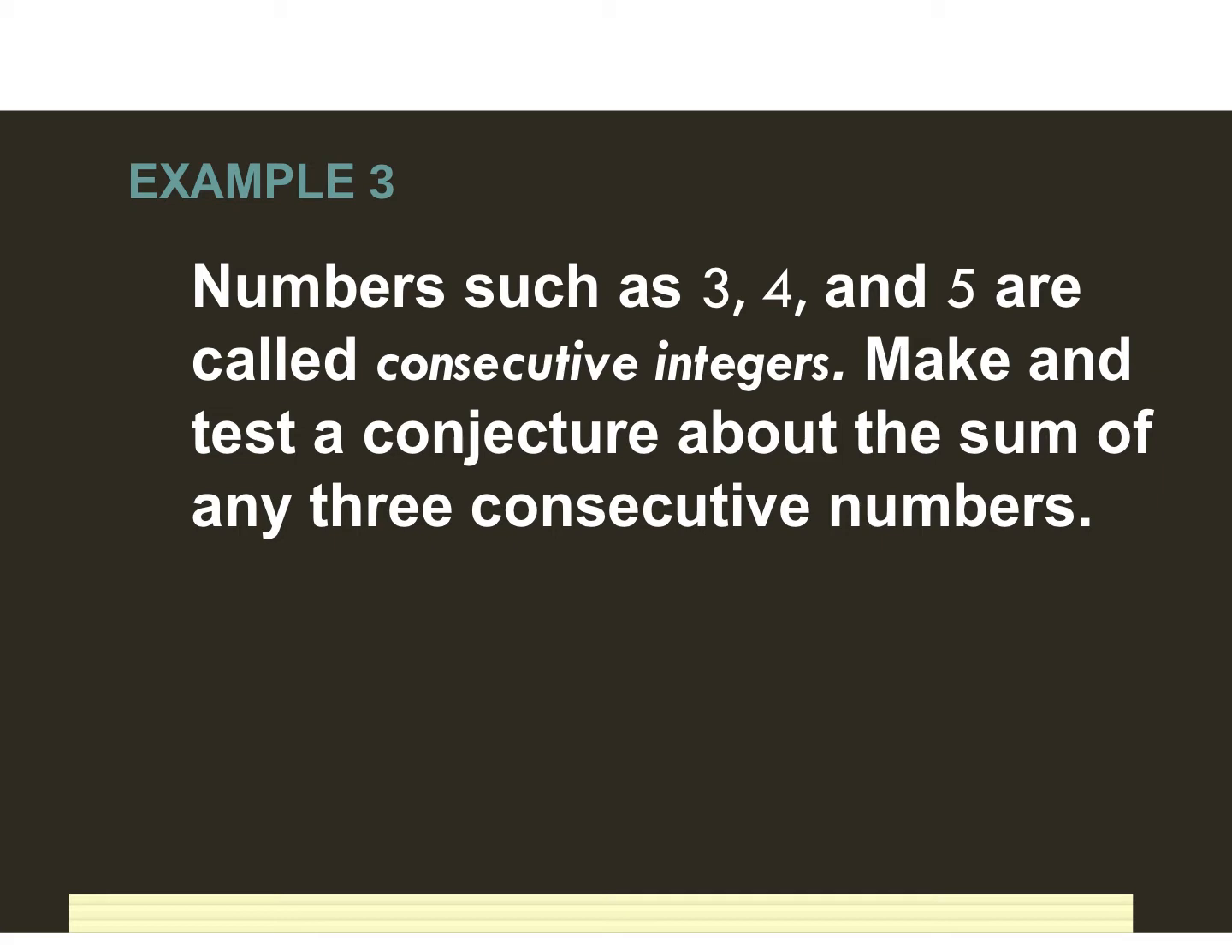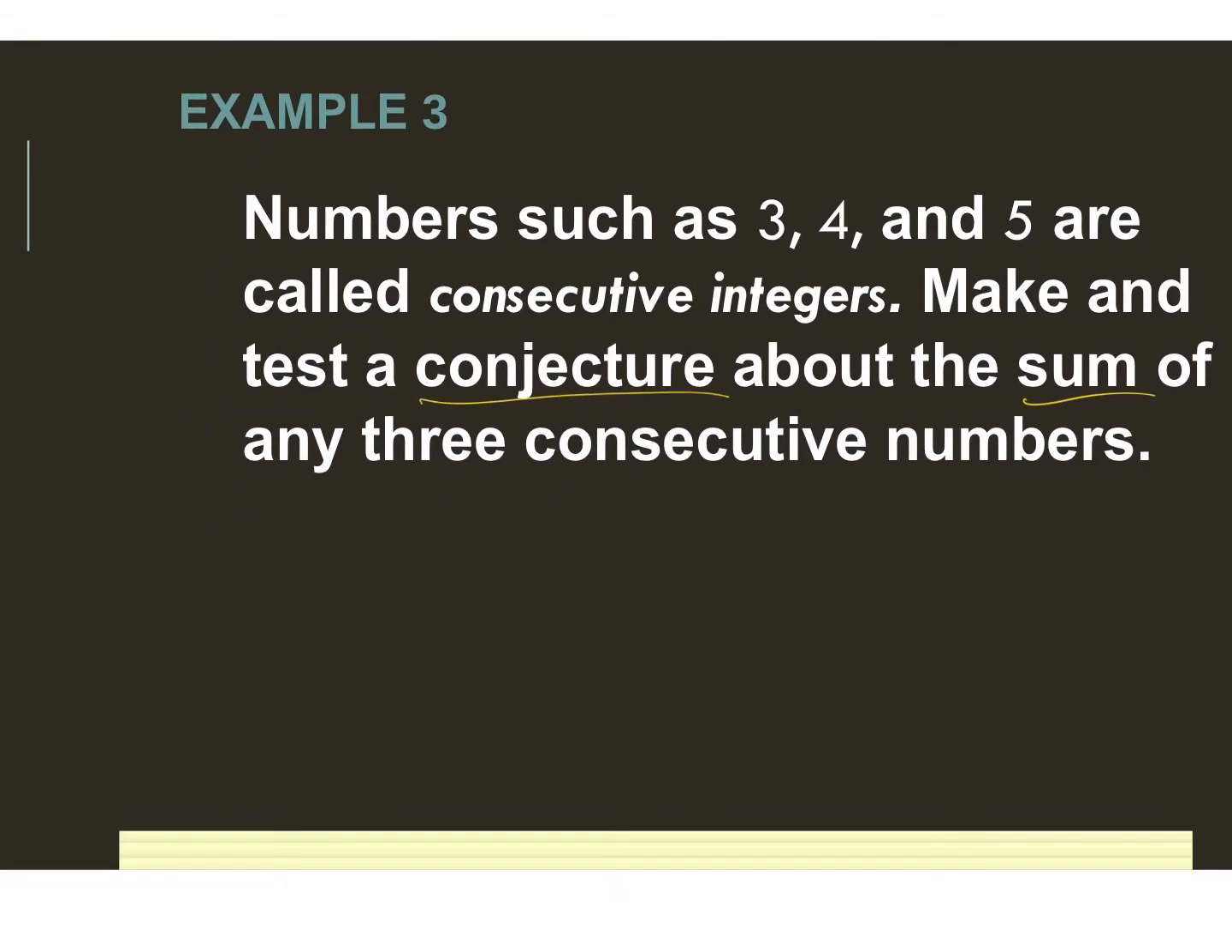Make and test a conjecture. Guys, this is an assumption that we're going to make. We're going to make an assumption about the sum of 3 consecutive numbers. So, what does it mean when it says sum, guys? Add them. So let's start with 3, 4, and 5. Let's take 3 plus 4 plus 5. What do we get when we add those 3 numbers together? You should get 12.